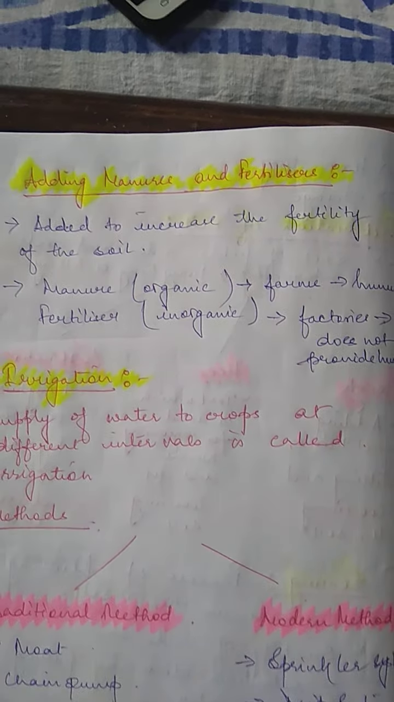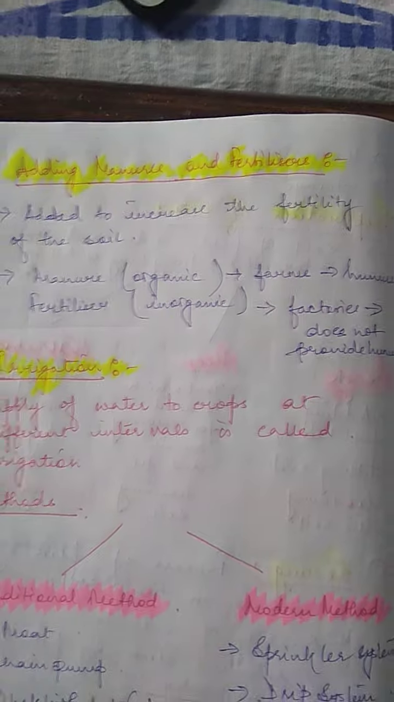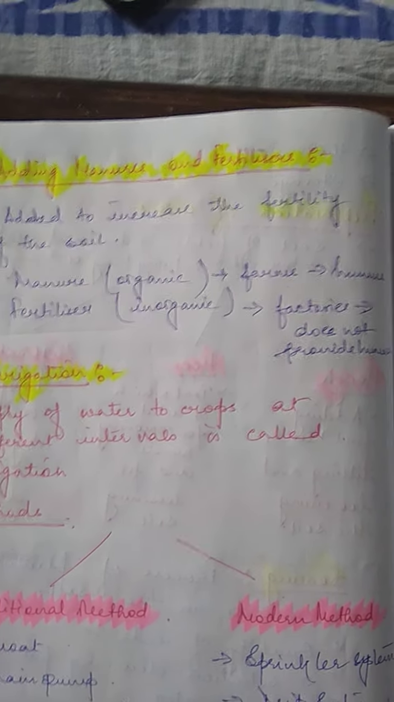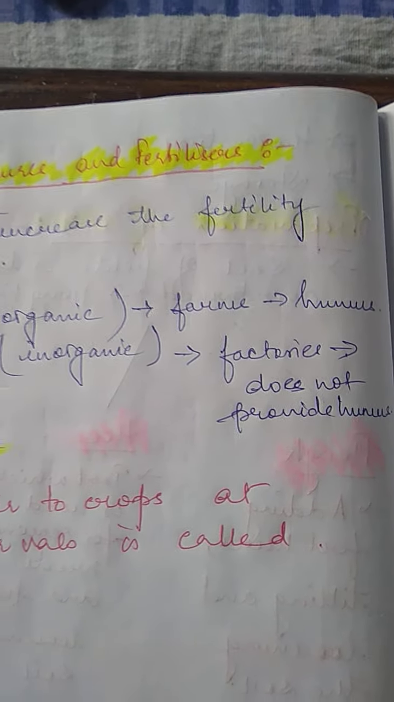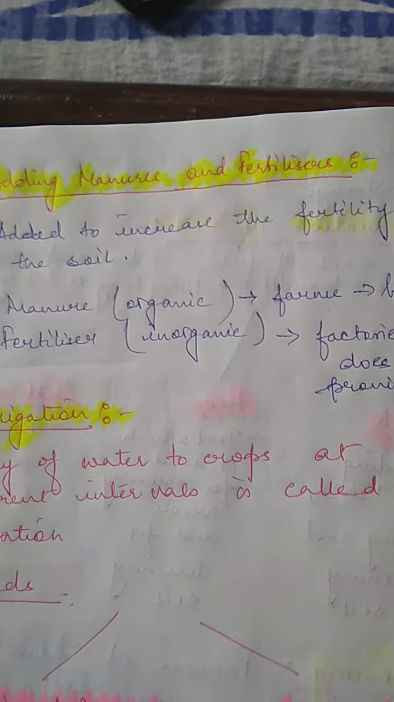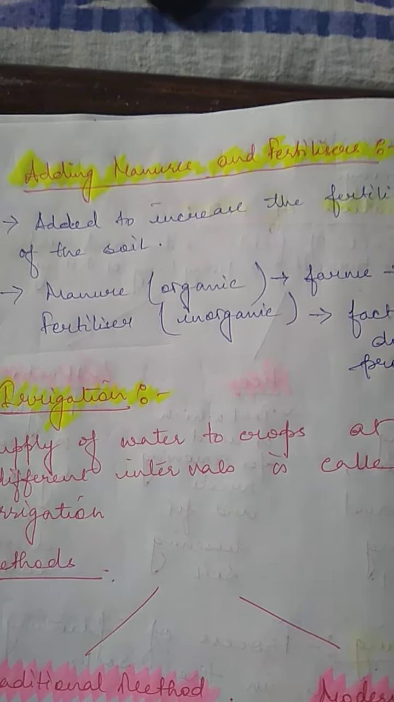Next step is adding manure and fertilizers. Very important. Manure and fertilizers are added to increase the fertility of the soil. Manure is organic, meaning it is environment friendly, is prepared in farms and has humus. Humus is the dead remains of plants and animals which add fertility to the soil. Next is fertilizer. Fertilizer is inorganic, meaning it is chemical. It does not provide humus.